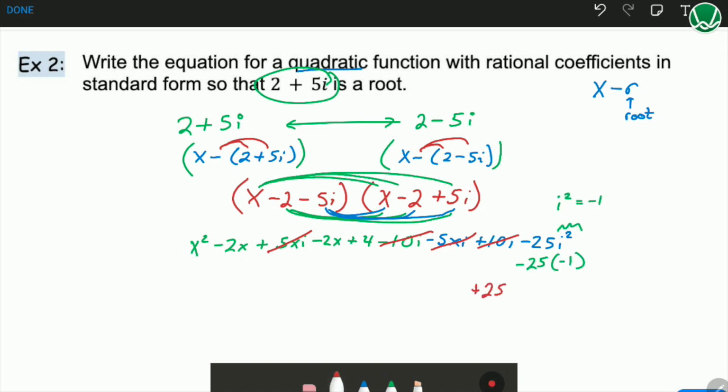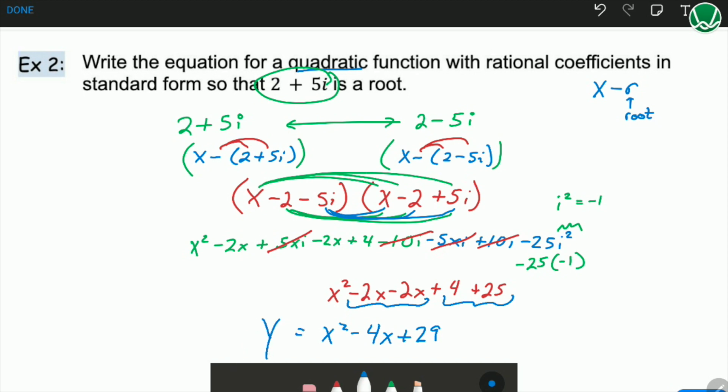If I bring everything else down, now I'll finish combining like terms here. Okay, we got our last term. Combining like terms, negative 2x minus 2x gives me x squared minus 4x. And then 4 plus 25 is 29. And there we go. As far as writing an equation, we just have to start with y equals or f of x equals in front.